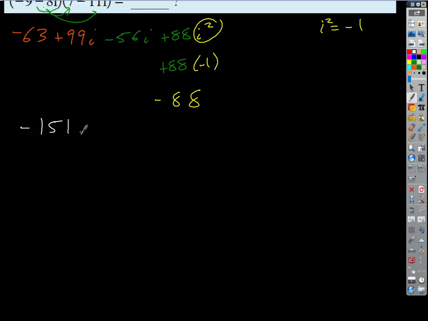And then what about the i terms? We got positive 99i minus 56i. That's a big positive and a small negative, so 43i. There's our answer. Good? Easy.